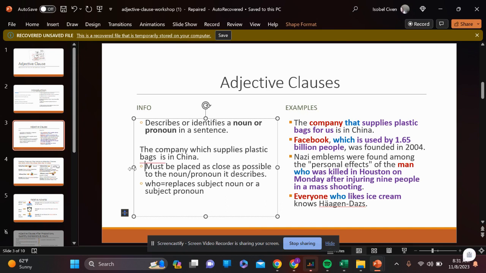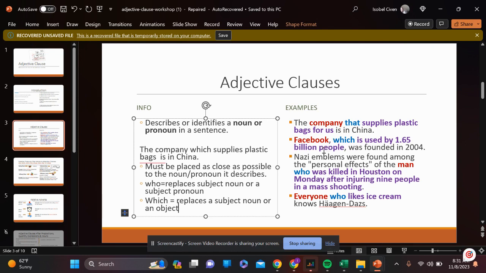One thing you need to remember about the adjective clause is that it must be placed as close as possible to the noun or pronoun it describes. And who replaces a subject noun, and which replaces a subject noun or an object noun. But on this page, which replaces the subject.